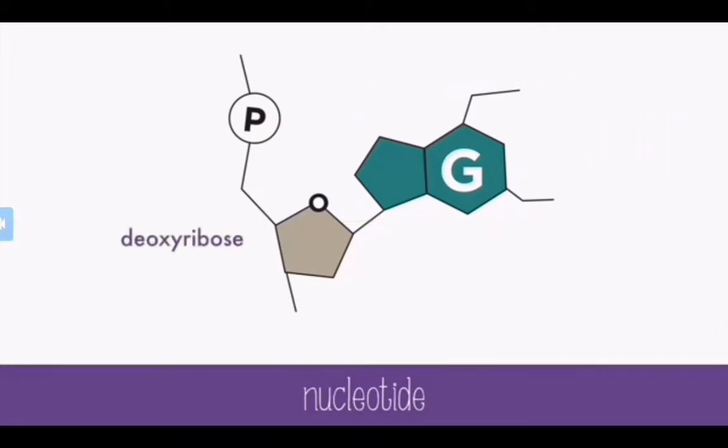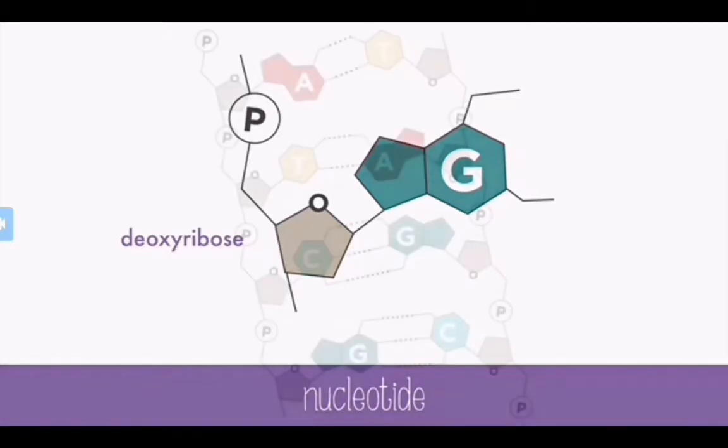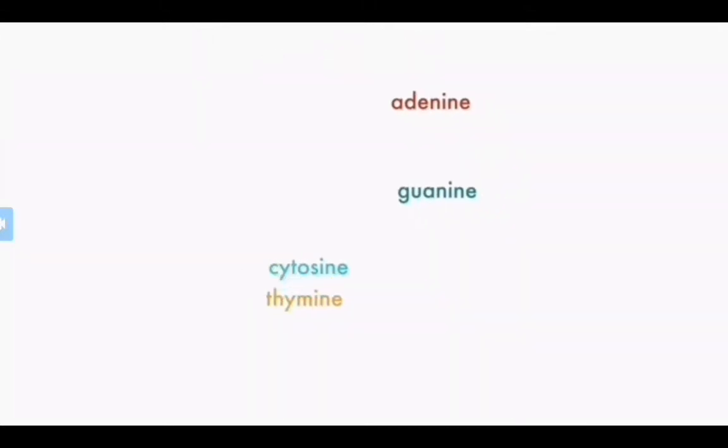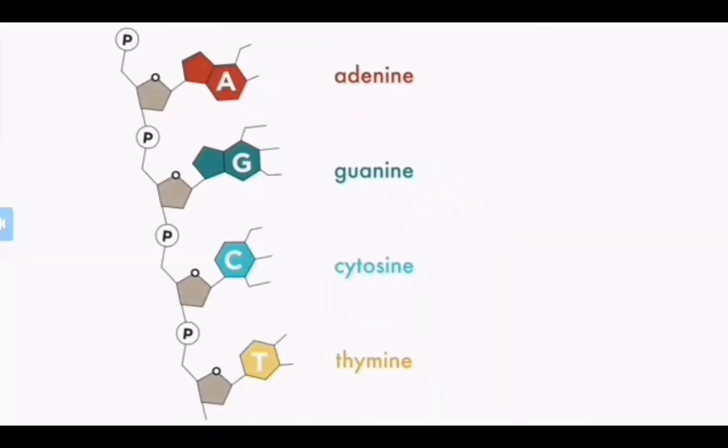For the sugar, we have deoxyribose, also known as pentose, because as you can see, it is in the shape of a pentagon. For the nitrogen bases, we have thymine, adenine, cytosine, and guanine, which are classified into 2 classifications: purines for adenine and guanine, and pyrimidines for cytosine and thymine.